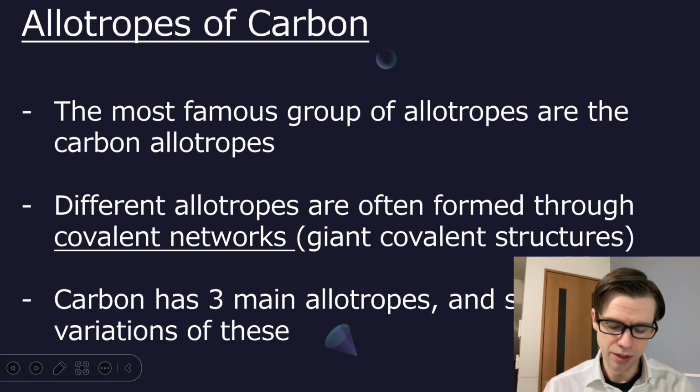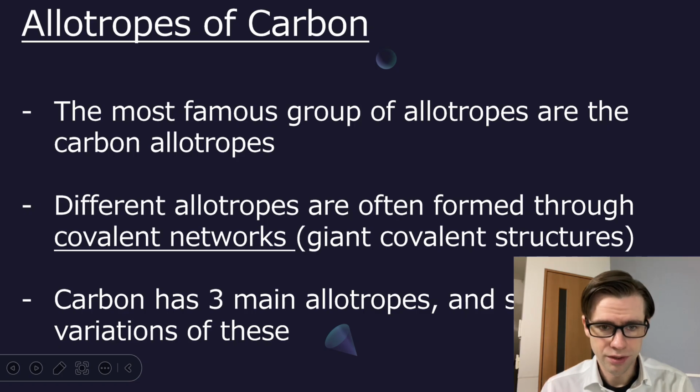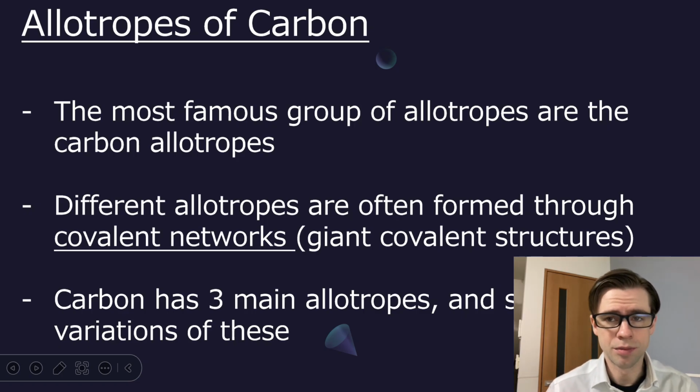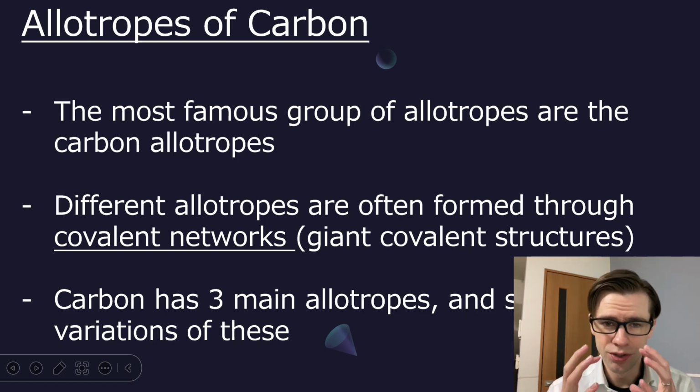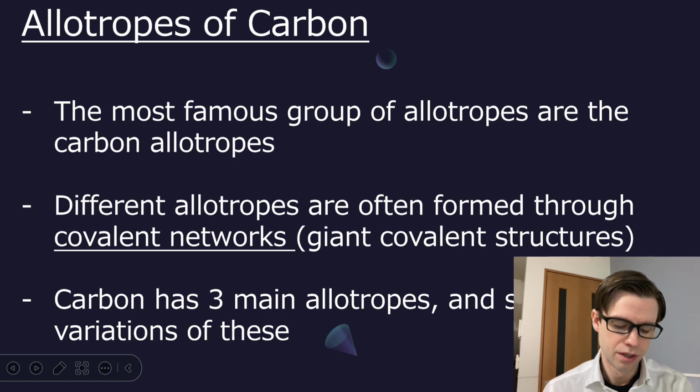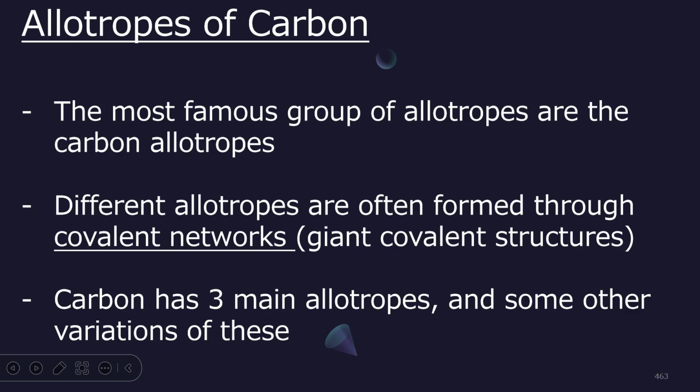Probably the most famous group of allotropes are the carbon allotropes. Different allotropes are often formed through covalent networks, giant covalent structures. So these are similar to ionic bonding that we've studied in some sense, where you have what can be considered a repeating unit. And you can just copy and paste those bonds and atoms over and over and over, millions of trillions of times to get the actual solid that you might find in the world. So carbon has maybe 3 main allotropes and some other variations of these. I'll go through more than 3.